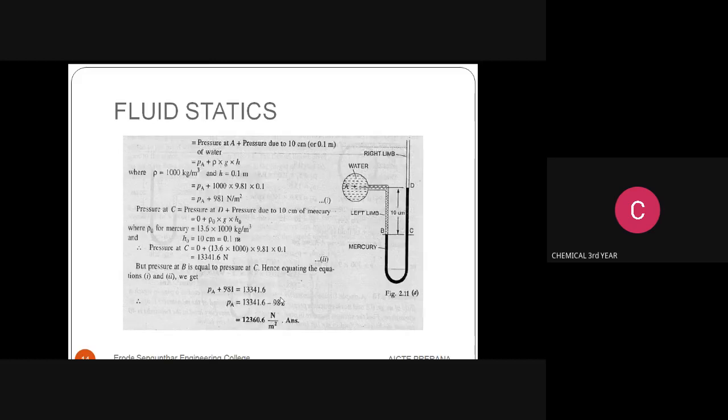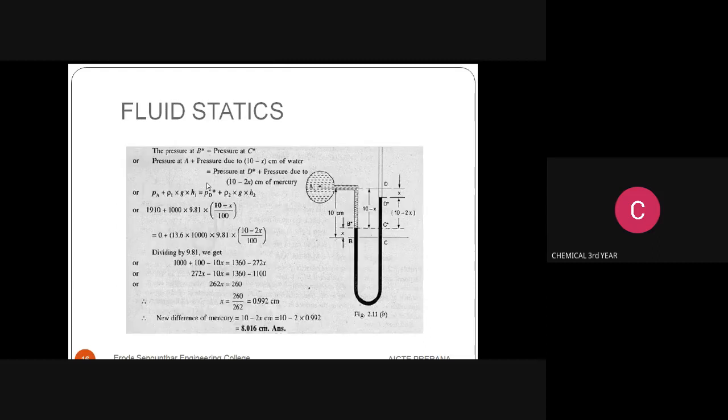What is the second part they have asked? They have asked if the pressure of the water in the pipeline is reduced to 9,810 Newton per meter square, calculate the new difference in the level of the mercury. Right. So the pressure at point A is reduced to 9,810 Newton per meter square. So you need to find out the pressure difference in the mercury level.